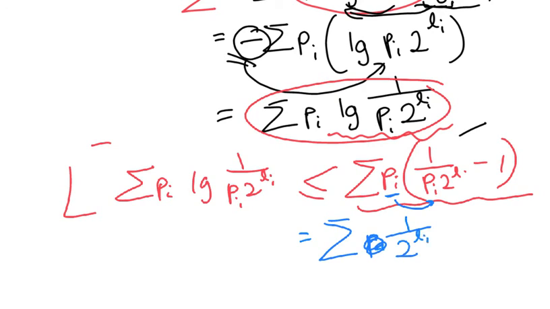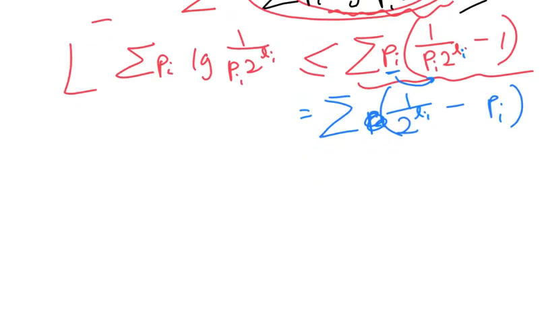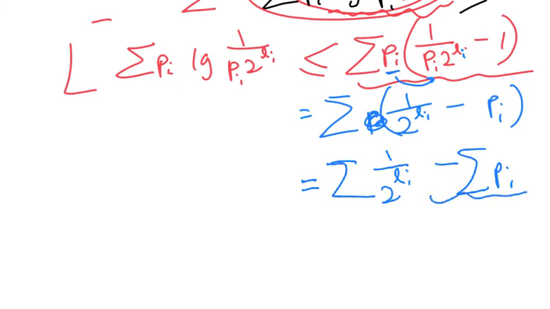Minus pi, right? Can you understand this? Okay, now let's continue. So we have this summation. Have you seen this before? Okay, now this part here is 1, minus 1, because the summation of probability, in the coding systems that we assume, is always equal to 1, right?